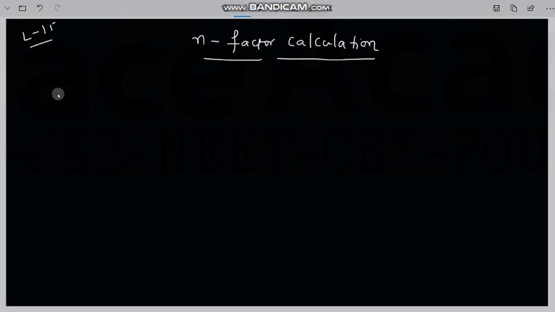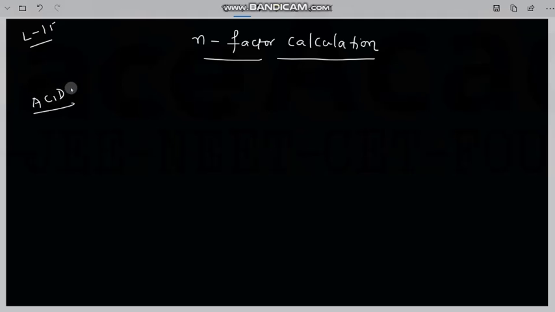Welcome to my lecture number 15 on stoichiometry. This is based on n factor calculation. Today, I am going to discuss n factor calculations. It's the most important topic for both first year and second year students of chemistry subject. So, let us move to the subject.